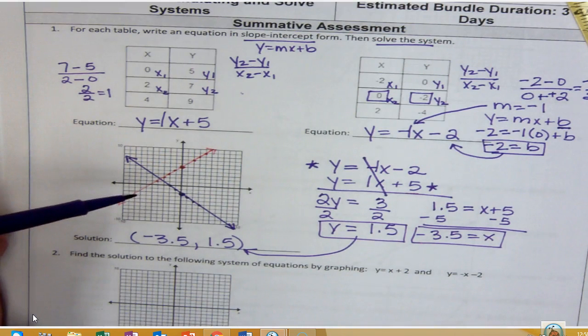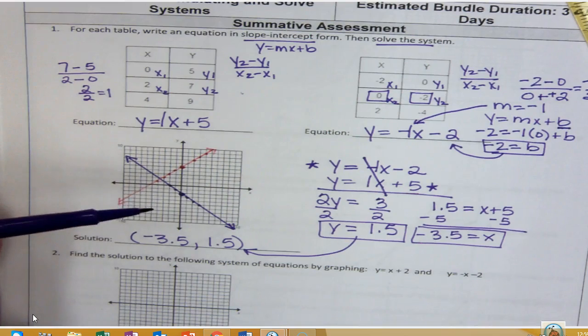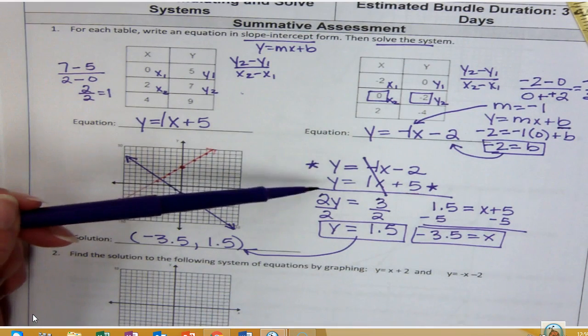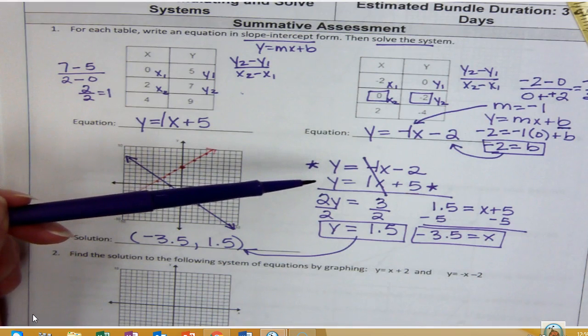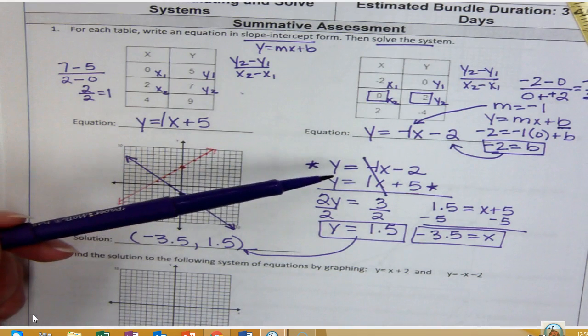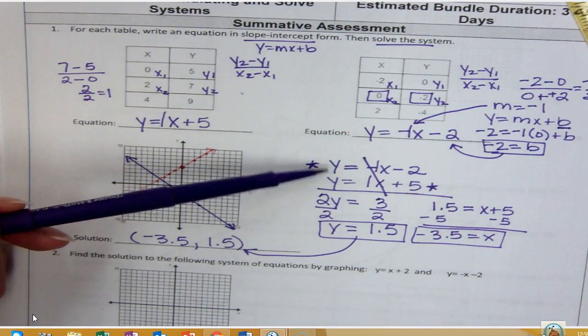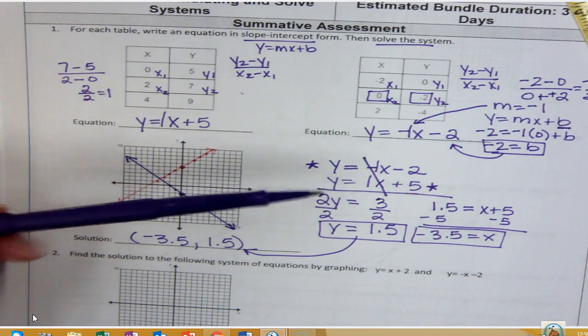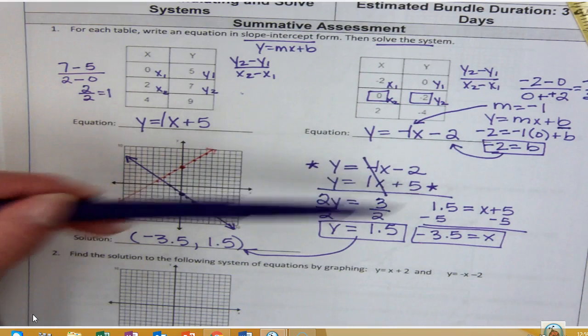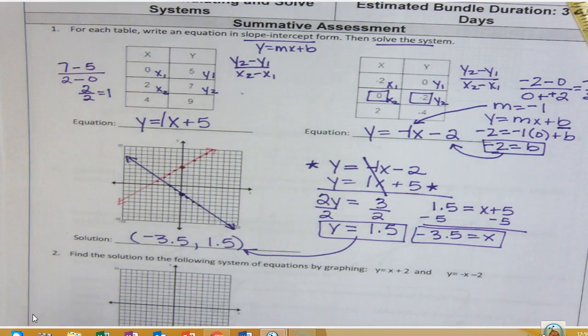Since it's a graph here, it's asking for a graphing. I want you to notice though, this was in slope-intercept form as opposed to standard form. And I still used the elimination, because as long as I can put them right on top of each other and I have everything lined up, I can do it that way. Alright, moving on.